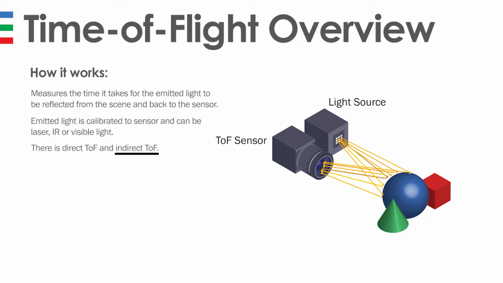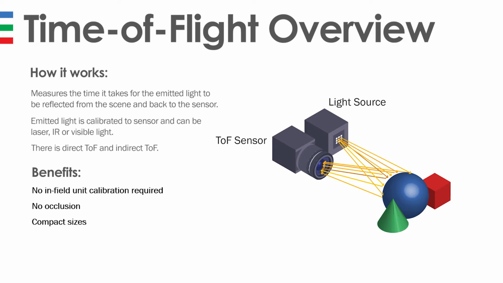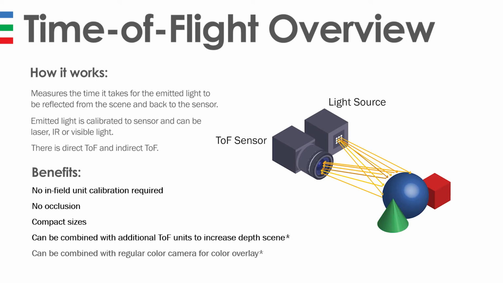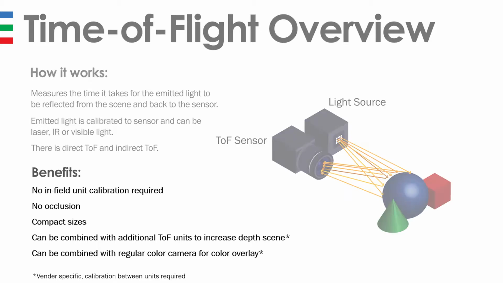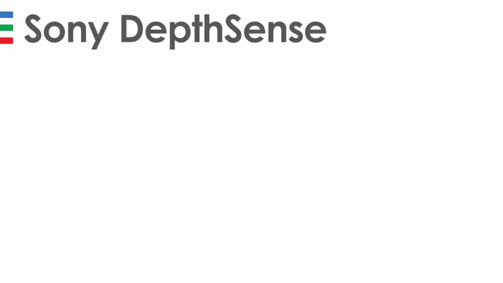So some benefits to using time of flight are no in-field unit calibration required. This means if you buy a ToF camera, you can take it right out of the box, plug it in, and get 3D imaging right away. It suffers from no occlusion and comes in compact sizes. Some additional benefits possible but more vendor specific are that multiple ToF cameras can be combined to increase your depth scene field of view, and ToF can be combined with a regular color camera for color overlay. Please note that these last two benefits are vendor specific and will require some calibration between units for them to properly sync up.